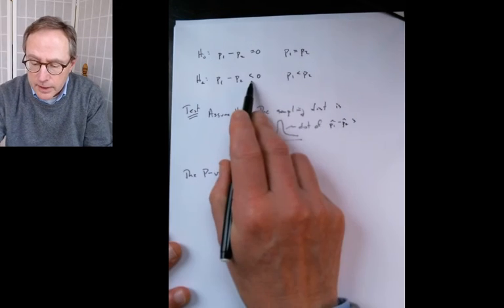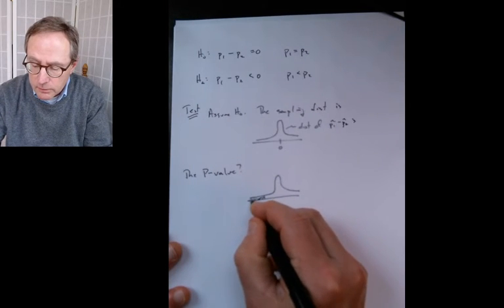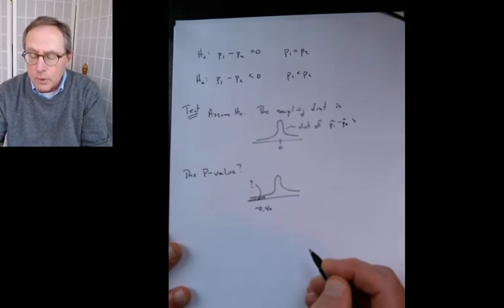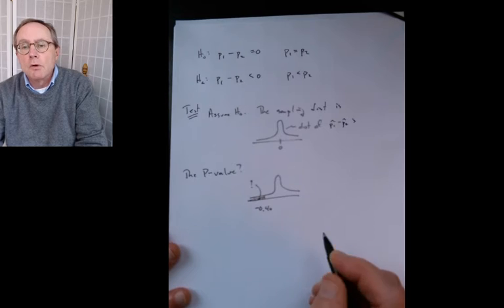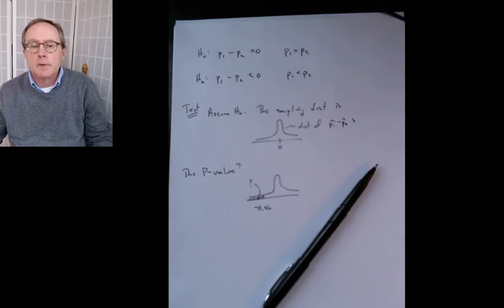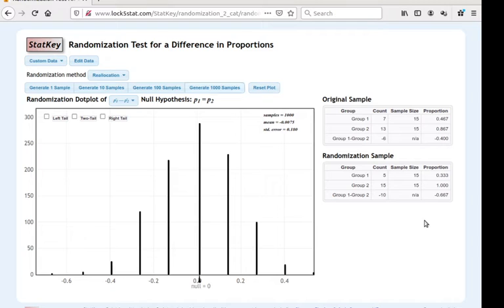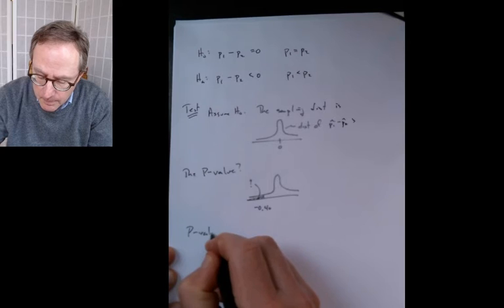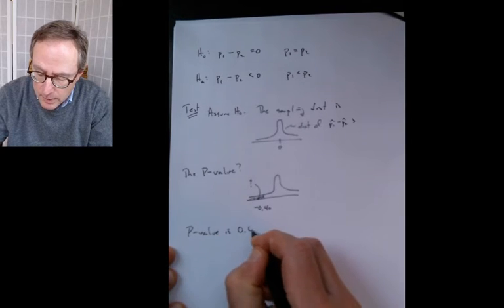On that, it's supposed to be the same graph as best I could draw it. This says less than, so I'm asking to look at an area like this, negative 0.40, and I'm asking myself, what's that area? So of course, I'm going to ask StatKey. Bring StatKey up, and I've got to go to a left tail, and negative 0.400, and it says up there 0.025. So back to the piece of paper. The p-value is 0.025.